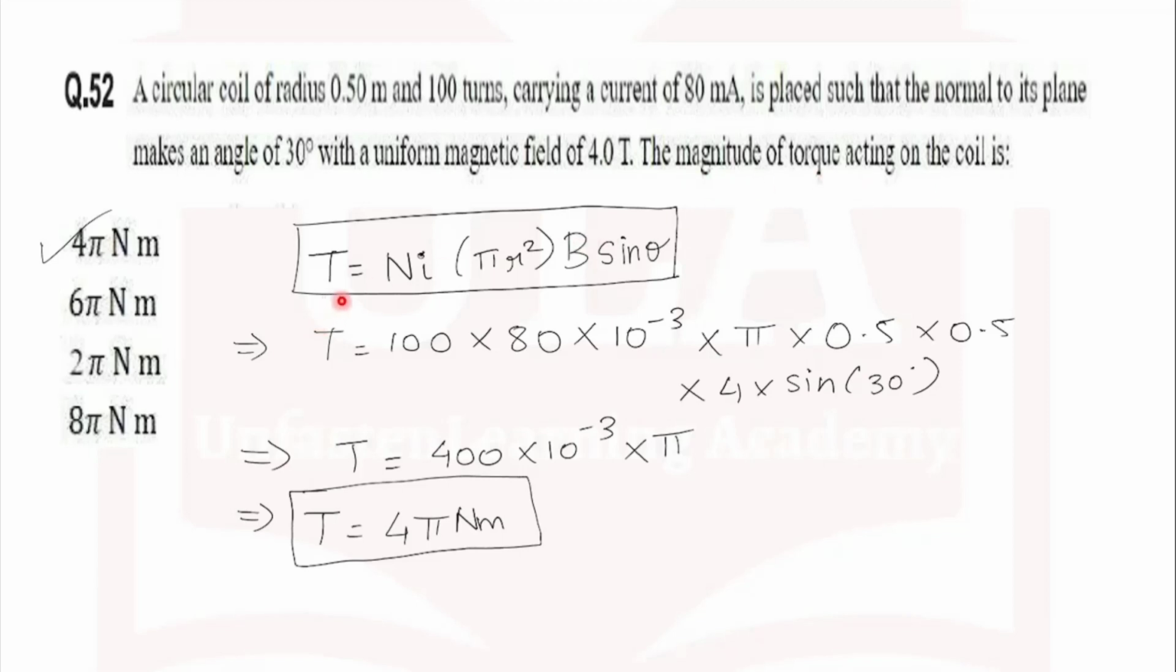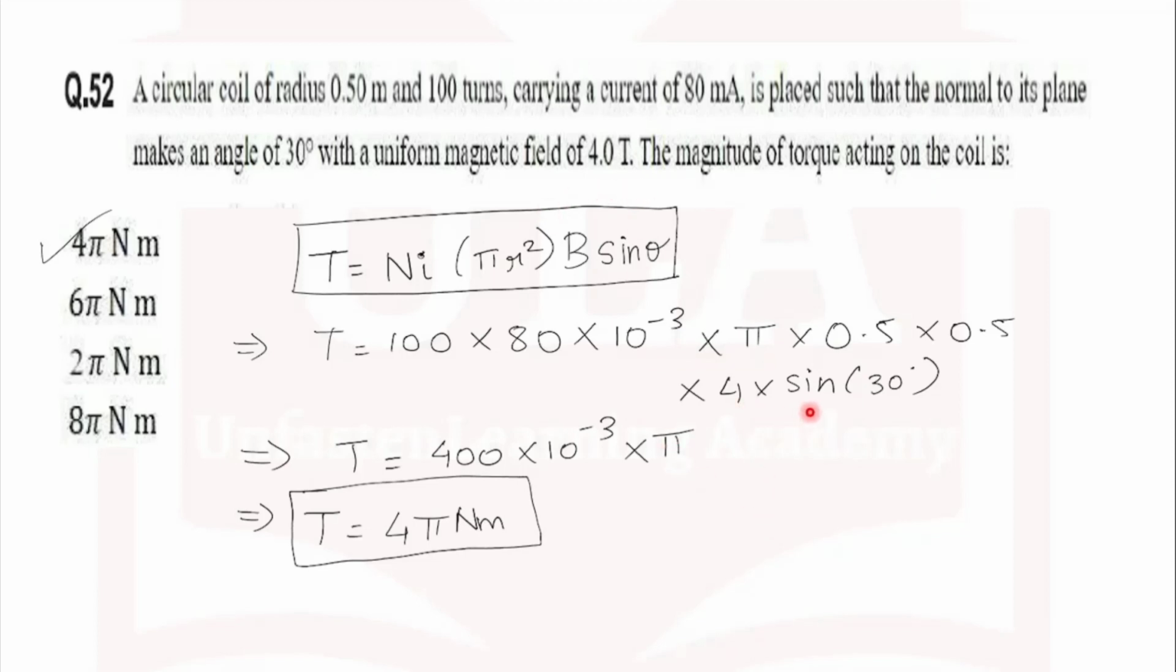Again, the torque formula for a circular coil is number of turns into current into pi r square, that is nothing but the area, into magnetic field into sine theta. So if you just substitute, because all the data is given, 100 turns is the number of turns, I is 80 milliampere, so you just convert it into ampere by putting 10 to the power minus 3, and then for r square, r is given as 0.5 meter, so it's already in meters, so you can just substitute it directly, and then 4 Tesla is given, so substitute it here.